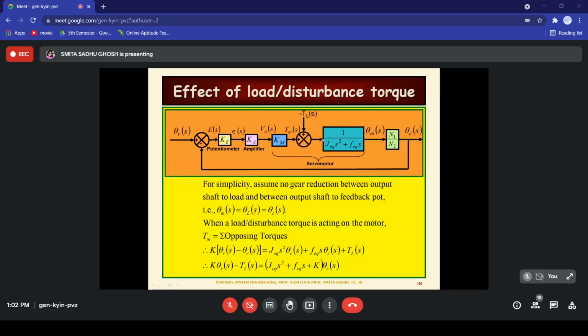such that this signal over here is also a torque, naturally, for the units to match over here. So that torque is given by J equivalent S square theta CS plus F equivalent S theta CS, right? So that this is what we get. Now from there, just collecting terms containing theta CS and taking them to the right hand side, rest of the terms coming to the left hand side, this is what we get, right?